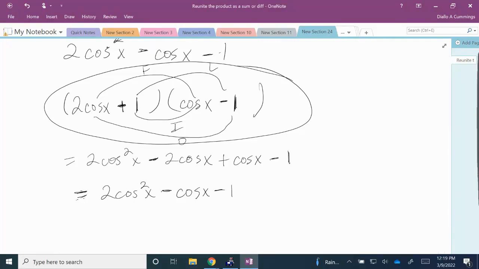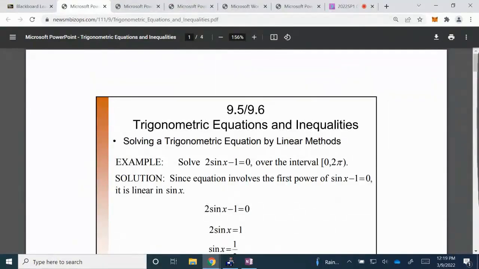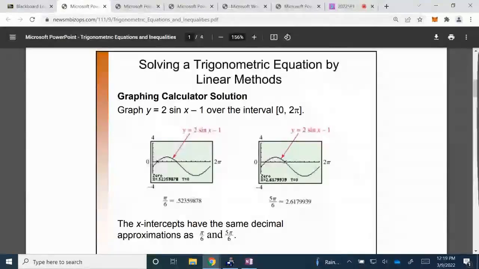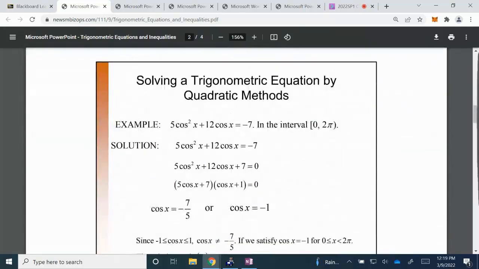All right, so we can factor them. There are two methods that we're going to use in this course. One is called a linear method. Now keep in mind this was taken from a different textbook, so the information is a little bit different, but it's pertinent to this course. So this says solve a trigonometric equation by linear methods, and then this says solve a trigonometric equation by a quadratic method. So what is a linear method and what is a quadratic method?